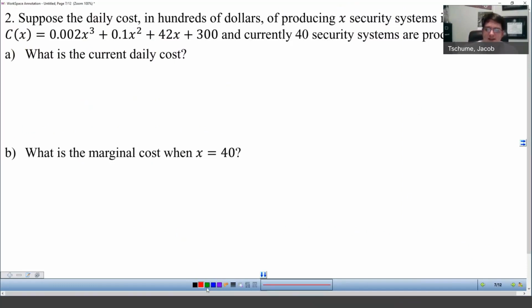So part A is a very simple question, nothing to do with derivatives. What is the current daily cost? So all I'm going to do is take the 40 that you currently produce and plug those in. So C of 40 would be 0.002 times 40 cubed plus 0.1 times 40 squared plus 42 times 40 plus 300. And let me type all this in my calculator. I cannot do that in my head.